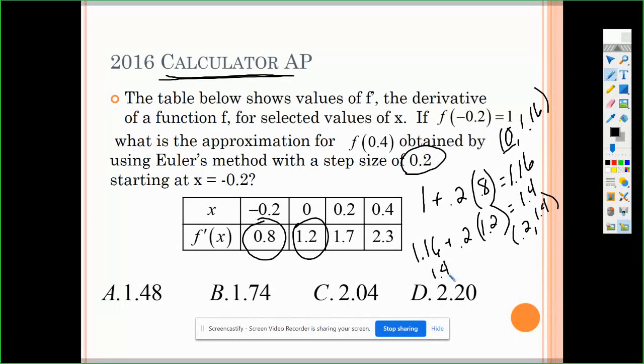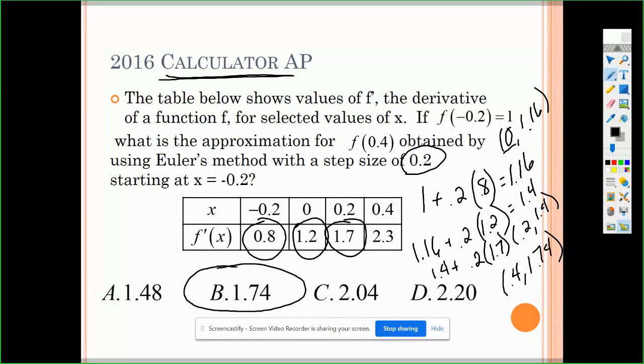So 1.4 plus 0.2 times my value at 0.2, which is 1.7. So I'm going to take my 1.4 plus 0.2 times 1.7, and I get 1.74, and that should be it, because now I'm at 0.4, which is what I was going for, 1.74. And as I already revealed the answer, no added drama to this one, you do get B.